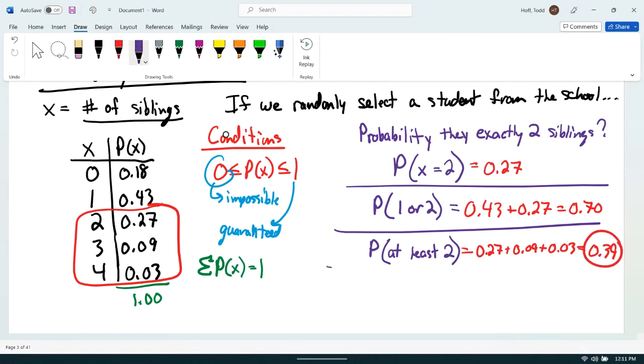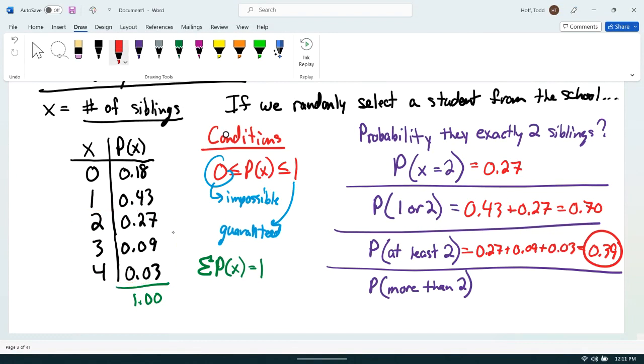Now here's a subtle difference that often confuses people. What's the probability of being more than 2 siblings? Now this no longer includes the 2. 2 is not more than 2, so it's just the 3 and the 4. That's the 0.09 plus the 0.03, which is a 0.12 probability. So you can see this here, at least 2 included the 2, more than 2 did not. Here the 2 is what we call a boundary value.